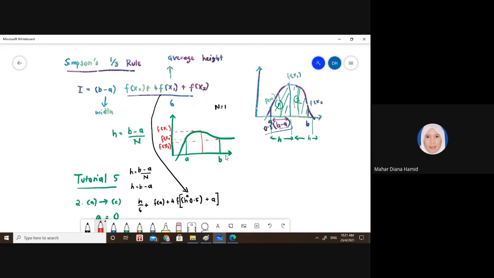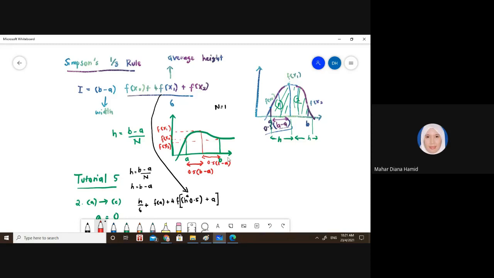So as you can see from Simpson's 1/3 rule, the distance between A and the middle point here is actually 0.5 (B minus A). And similarly with this point here, 0.5 (B minus A).